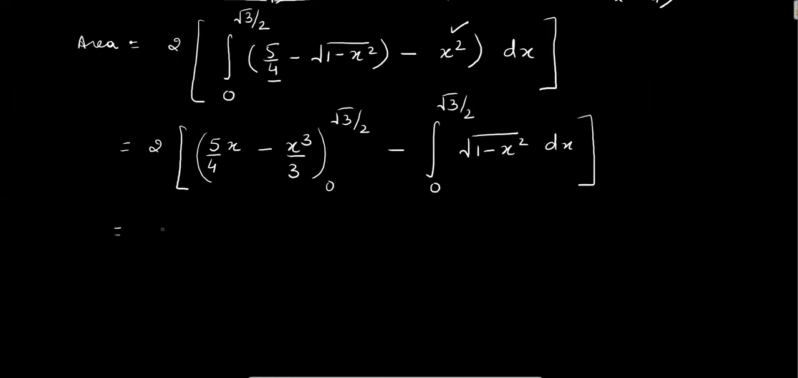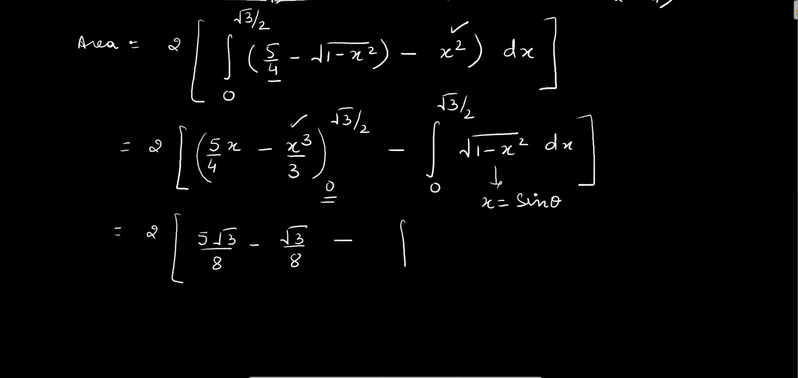Moving ahead, completing the calculation part. The first term will become 5 root 3 by 8 minus root 3 by 8. The numerator becomes 3 root 3 upon 3 into 8, so 3 got cancelled. At the lower limit everything is 0. But coming to the second integral, the substitution that I'm going to use here is x equals sine of theta, which makes the lower limit 0 and the upper limit pi by 3. Root over 1 minus sine square theta means mod cos theta, which in the first quadrant between the limits 0 to pi by 3 will be positive only. If x is sine theta, then dx is going to be cos theta d theta.